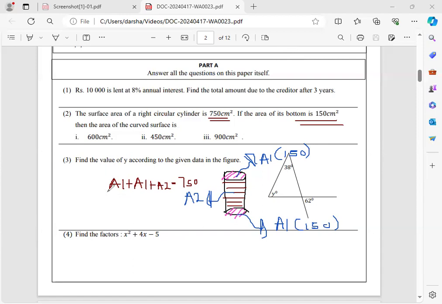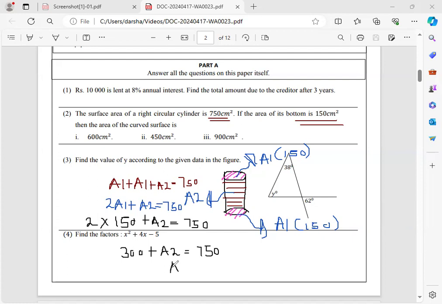Then A1 plus A1 is 2A1. So 2A1 plus A2 is equivalent to what? That is equivalent to 750. Therefore, 2 into A1, and A1 is 150, plus A2 is equal to 750. So 2 into 150 is 300 plus A2, that is equivalent to 750.